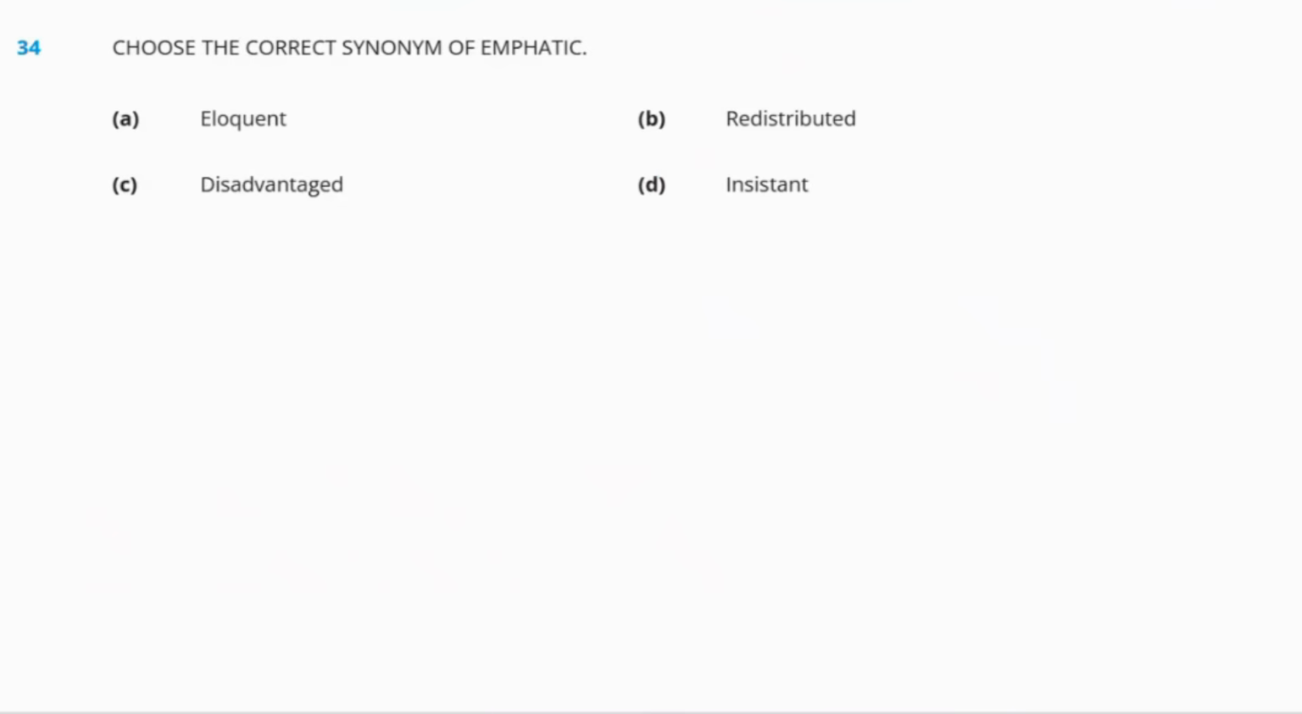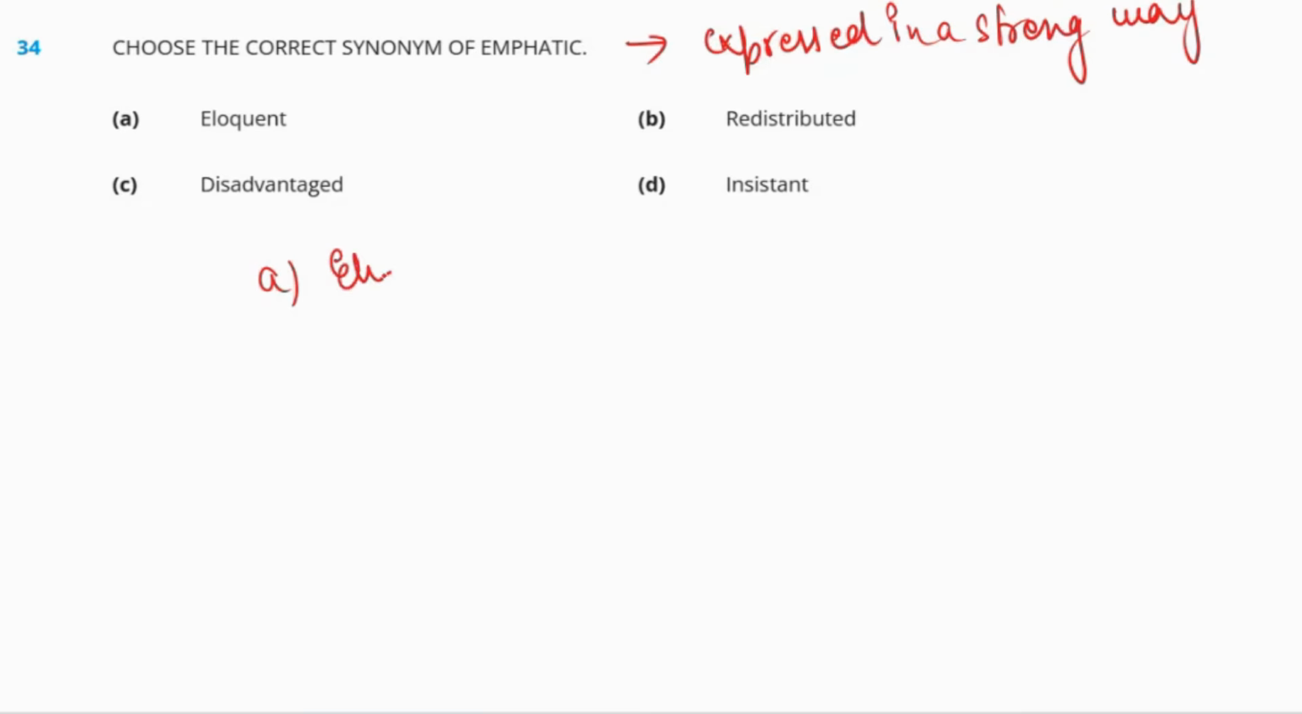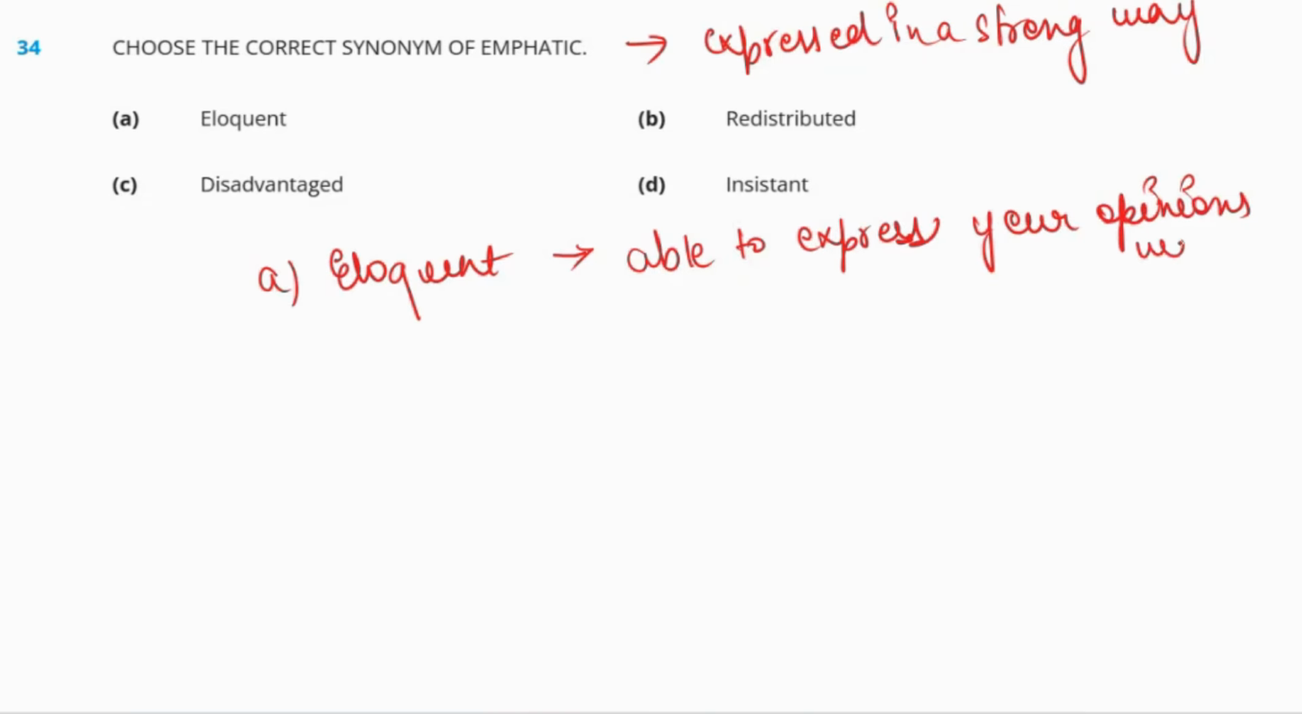Emphatic means expressed in a strong way. Okay. So out of all of these options, we have to find out the right answer. So firstly, let's see the meaning of all of these. So the first word is eloquent. So what does eloquent mean? Able to express your opinions well. Okay. Option B is redistributed.